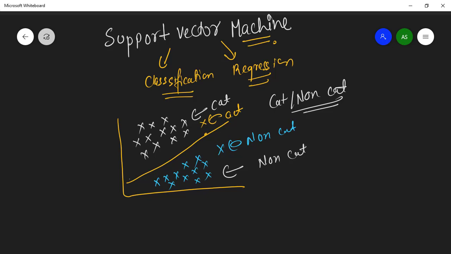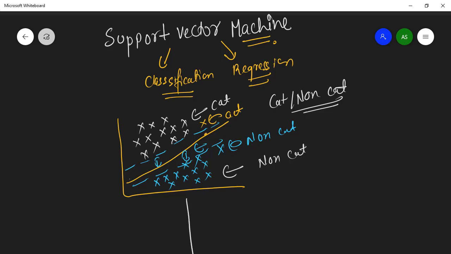But this is not the full procedure. I will tell you. Here what it does is it simply constructs a hyperplane and two parallel hyperplanes with this margin. These are called the margin, so it always tries to maximize that margin. It may sound a little bit confusing, so let me draw it again and show you once more what it actually does.